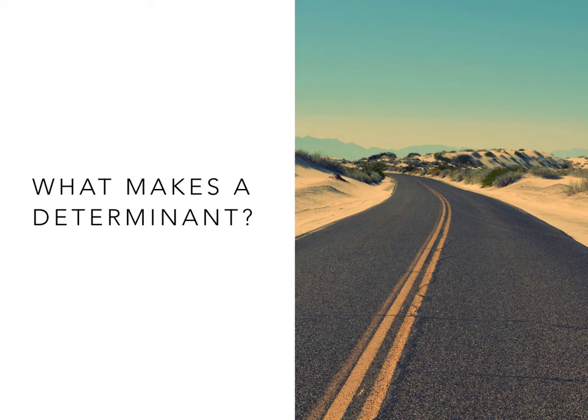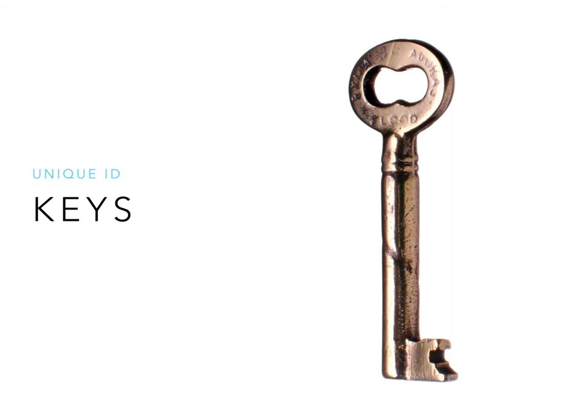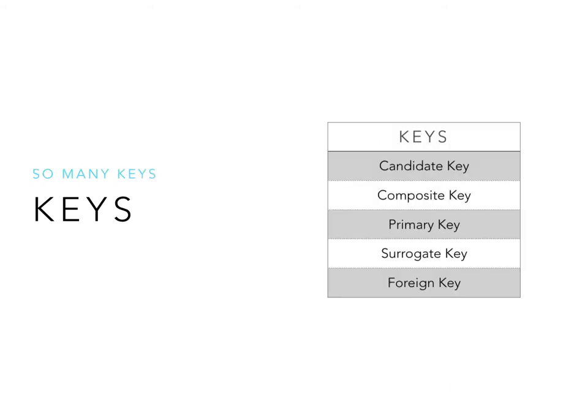Okay. Now let's talk about keys. The idea of a key is just to uniquely identify rows in a relation. So a key is a combination of one or more columns that will uniquely identify a row. And there are so many keys, so many. It's important that you know what all these keys are, because in this class and in the real world, people will throw these terms around and you need to know what they're talking about. Many of these we've already seen.